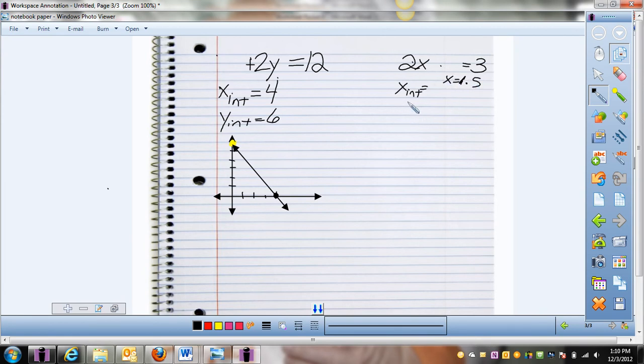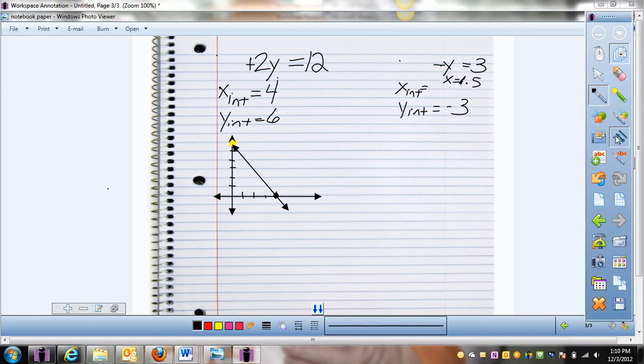So my y-intercept now. For the y-intercept, I'm going to cover up the x. There it is, gone. So you get negative y equals 3. Divide by the negative, so that switches over to that side. My y-intercept would be negative 3.